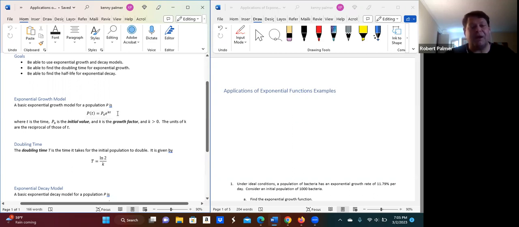Now, an interesting thing about exponential growth, if it's purely exponential growth defined by a function like this, is that we can find what's called the doubling time, the time it takes from the initial amount to double the initial amount. That time, capital T, is given by T equals the natural log of 2 over our growth factor k. And that natural log of 2, of course, is a constant.